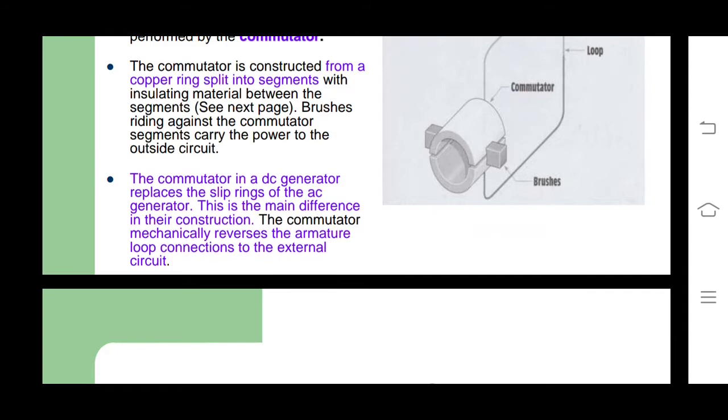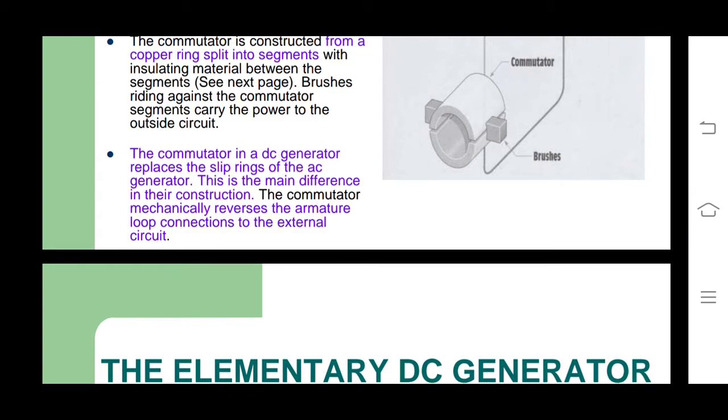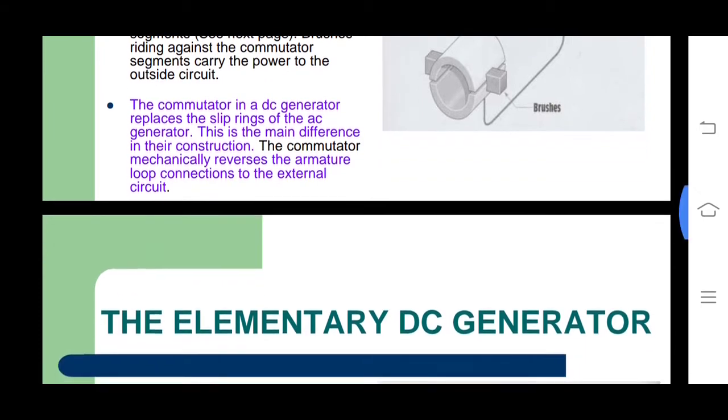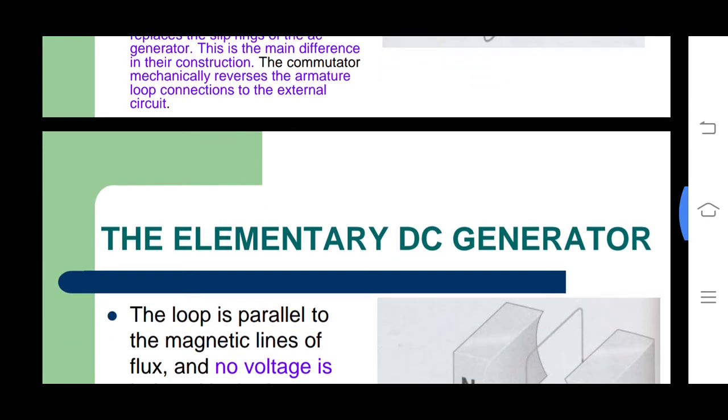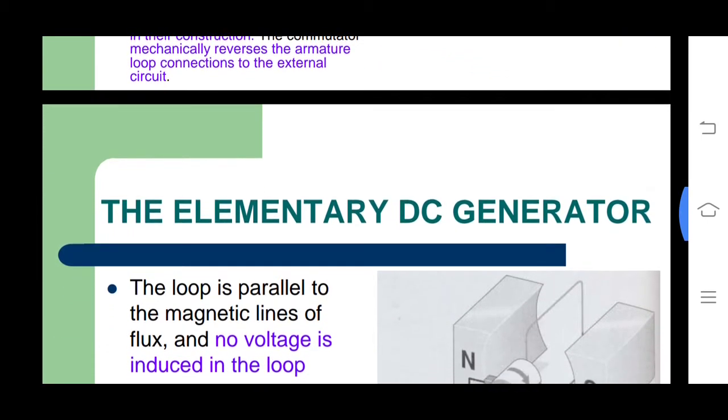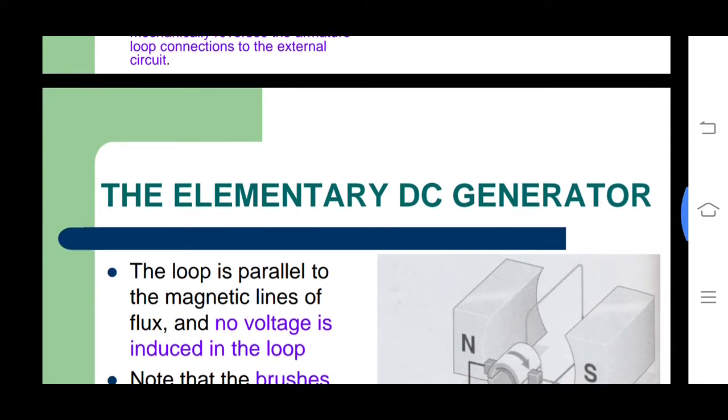The commutator in a DC generator replaces the slip rings of the AC generator. So in an AC generator, slip rings are used, but in a DC generator, commutators are used. The commutator is also called a split ring. This is the main difference in the construction: the commutator mechanically reverses the armature loop connection to the external circuit.